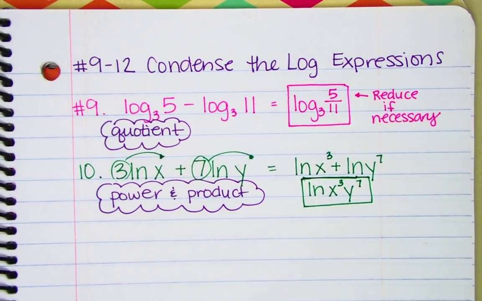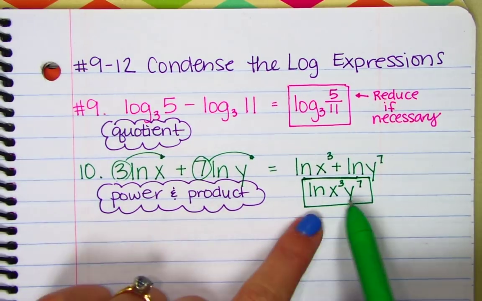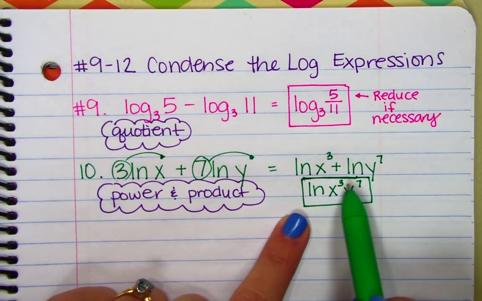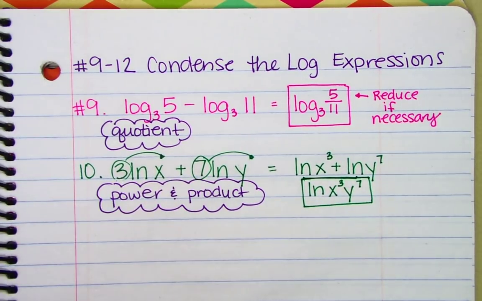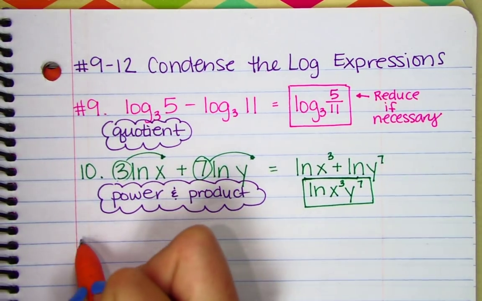Think about it like we did last time. You would separate those by a plus sign, then you would move the exponent out front. That's how we started out there. So this one had 2 properties. Let's see, number 11.